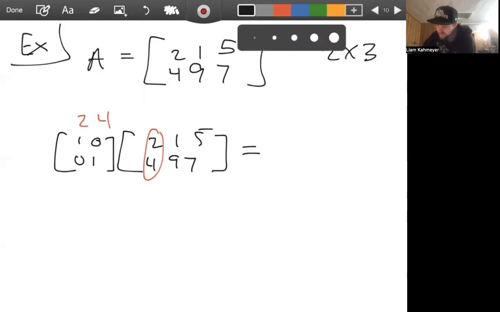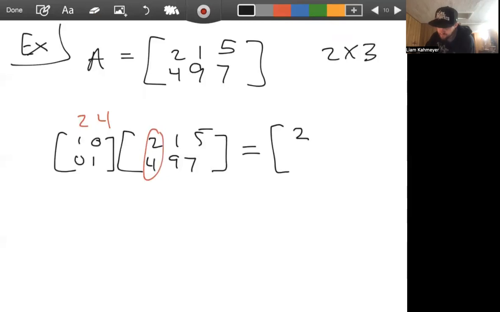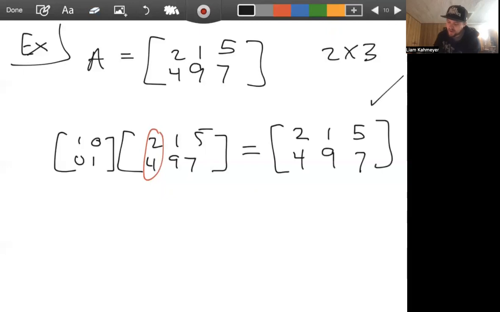And for the first entry, we'd have 2 times 1 plus 4 times 0, so it'd be 2. And then we go to the next column, and we do the same thing. So then we'd have 1, 5. And then for the second row of the product, we would have 2 times 0 plus 4 times 1, 1 times 0 plus 9 times 1, 5 times 0 plus 7 times 1. And you can see we got A back here.